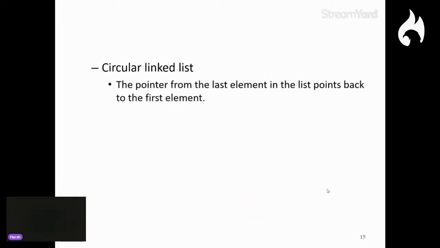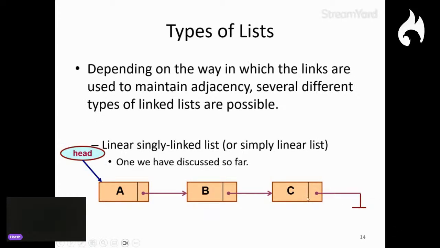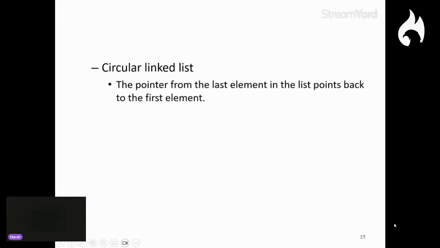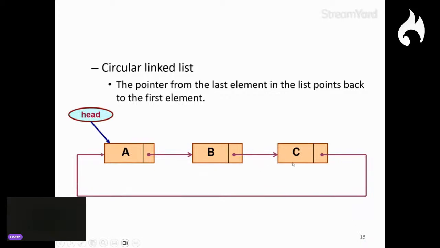Next comes the circular linked list. It is much similar to the linear linked list. The only difference is that, instead of C pointing towards null, the last element points back to the first element, making it a circular path. Earlier C pointed to null, and now C points to A itself. So A's next is B, B's next is C, and C's next is A. If we start with current, then current equals current next goes to B, again goes to C, and then again goes back to A.